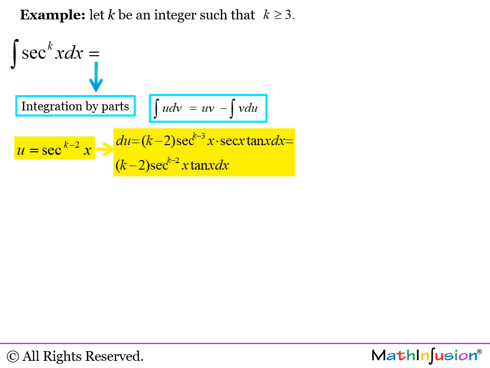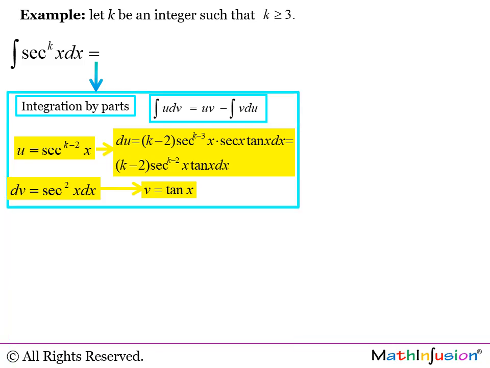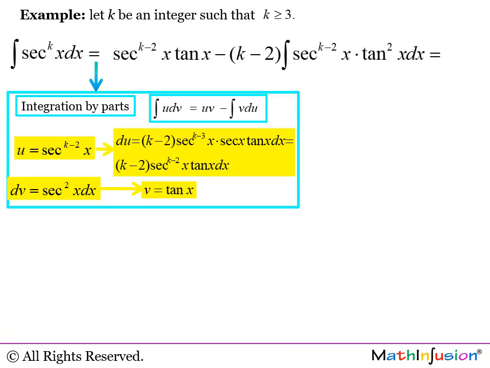I can combine the secant x to the power of k minus 3 with secant x, and I get that du is (k minus 2) secant^(k-2) x times tangent x dx. The dv is secant^2 x dx. I have to do it because I get very easily that v is tangent x. So let's use integration by parts, and we are going to get that.